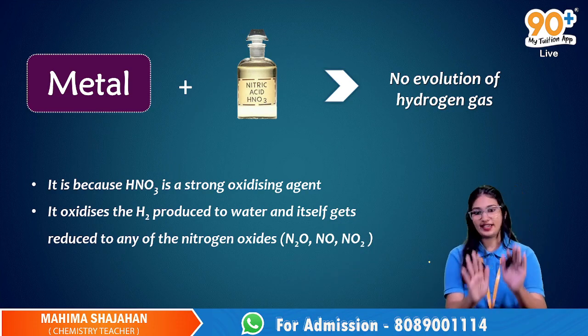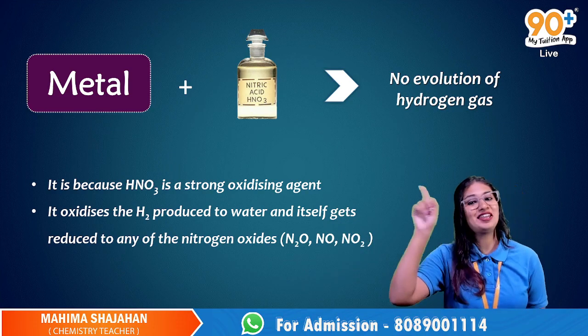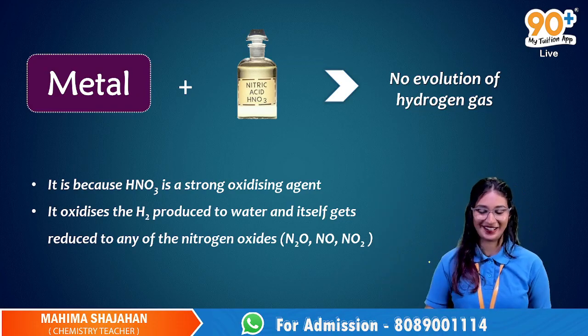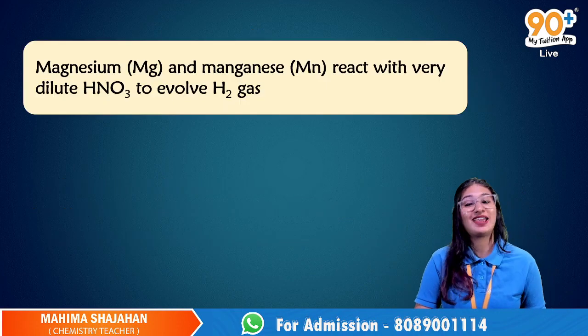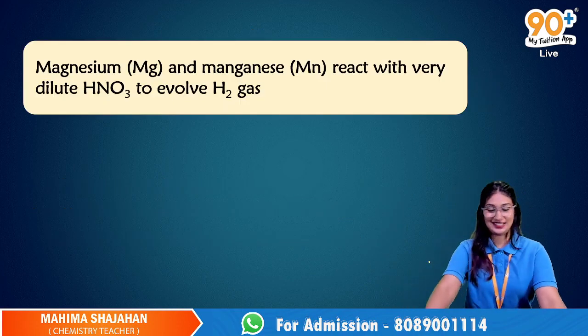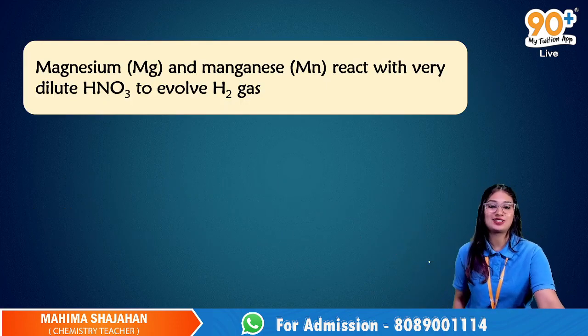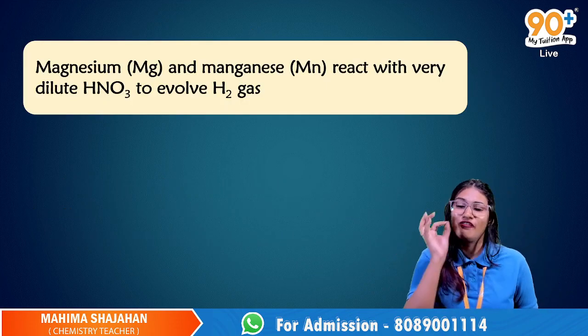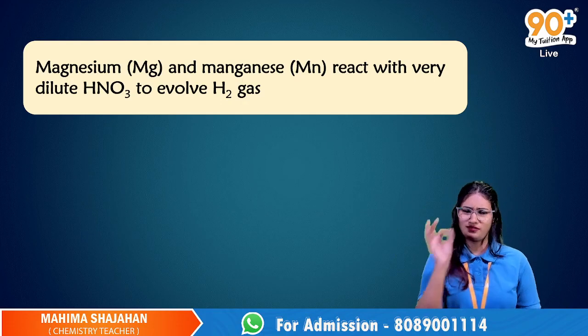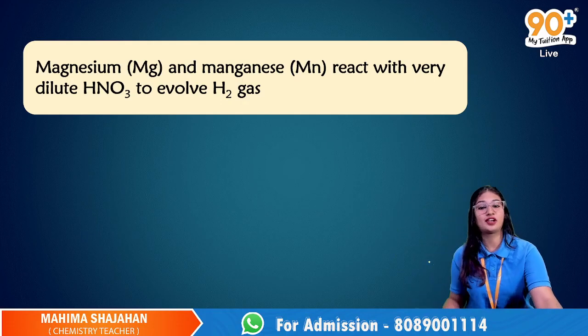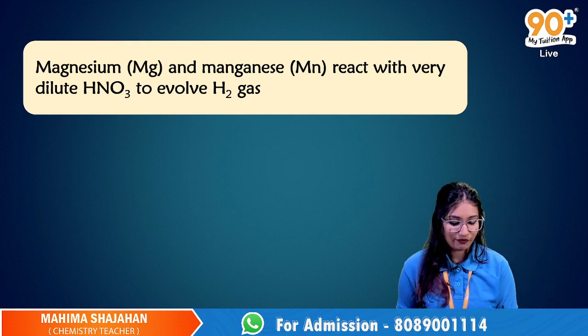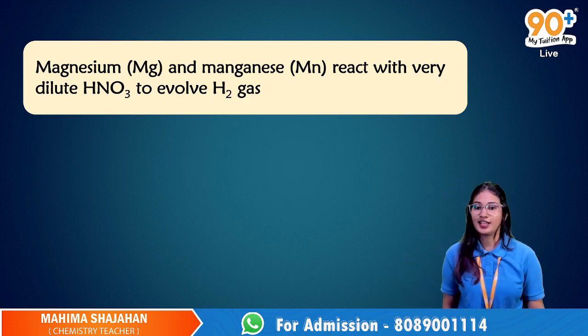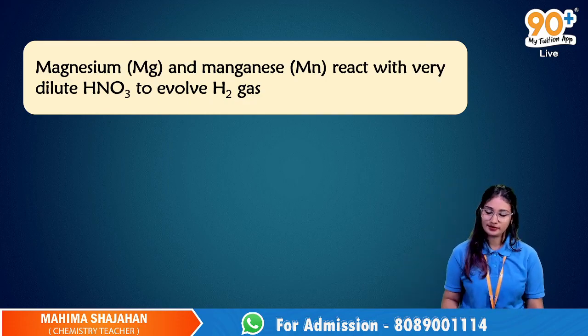Clear? Now, we have an exception in this exception. Two metals, that is magnesium and manganese. Magnesium and manganese can react with very dilute HNO3. With very dilute HNO3 they can evolve what? Hydrogen gas. Clear?